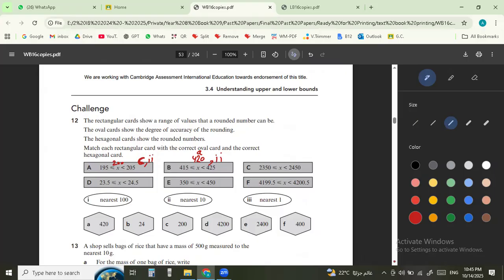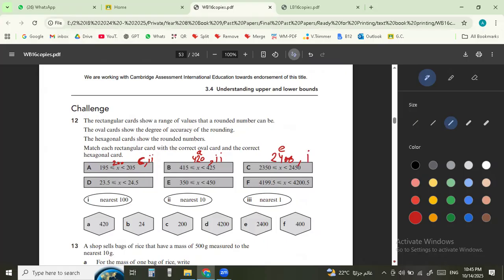C, 2,350, 2,450. In between, I got 2,400. And it is rounded to the nearest, where's 2,400? It's E. But it's rounded to the nearest, mister. I added 50, minus 50, so it's rounded to the nearest 100.